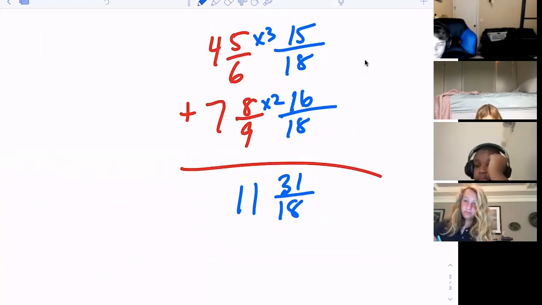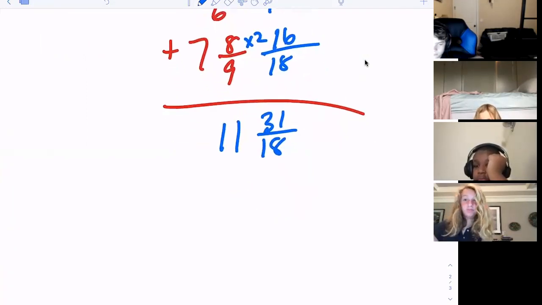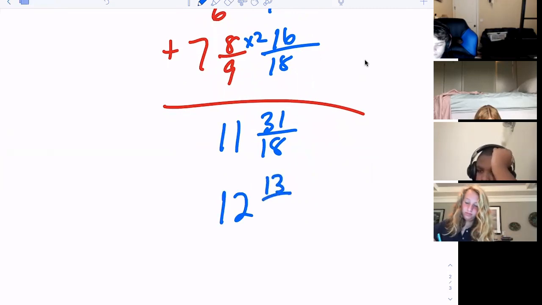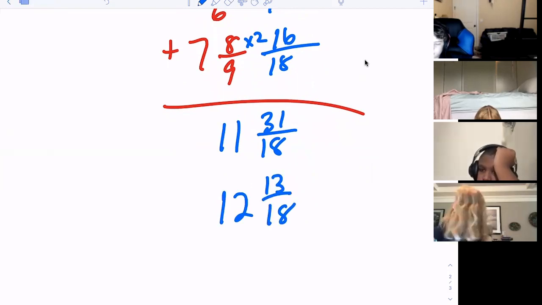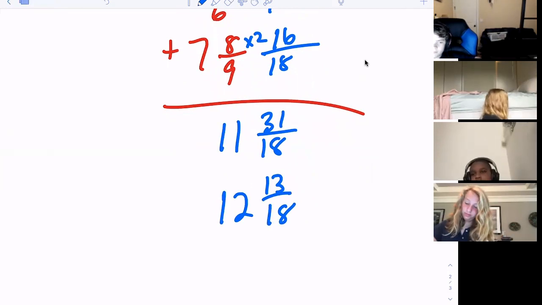Still not done, right? 18 goes into 31 how many times? Once, which means I have how many whole numbers? 12. With how many left? 13. You just check it. Okay, thank you, Rivers. All right. Anybody have any issues with 12 and 13/18?